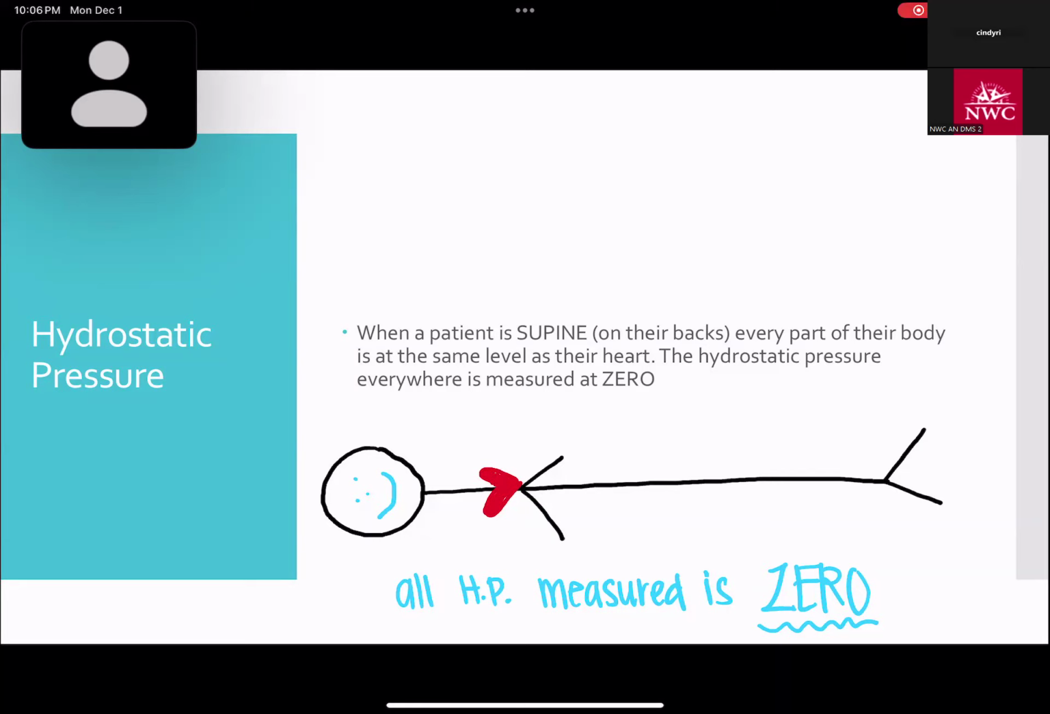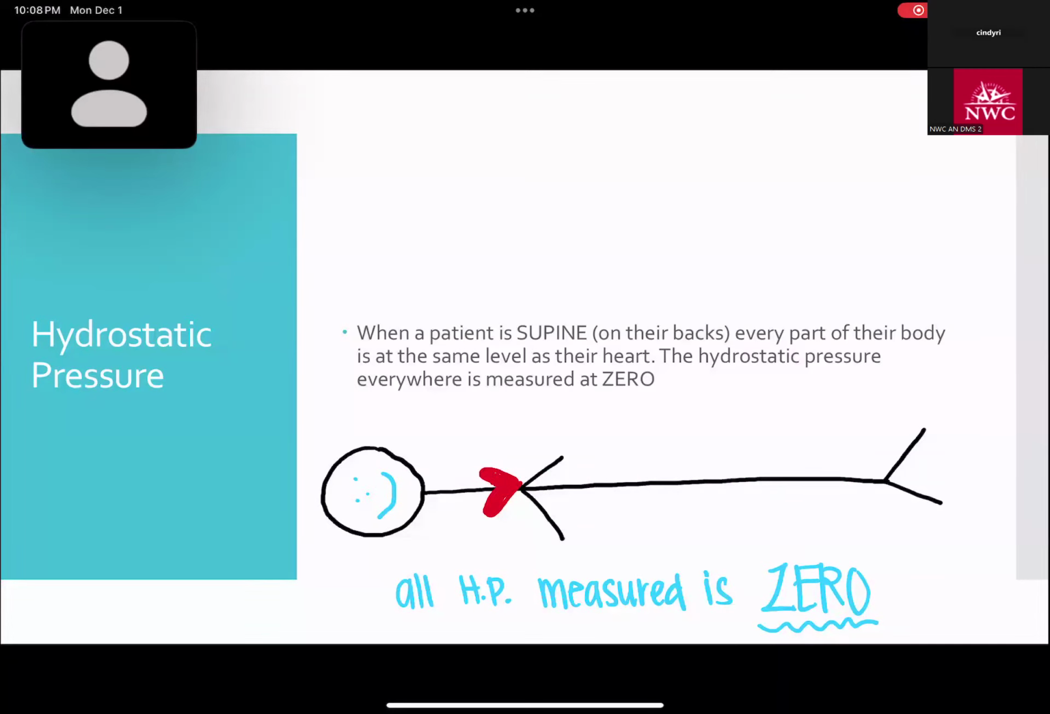So when the patient is in the supine position and all of the body is on the same level as the heart, regardless of where the nurse were to take the reading, in the ankle or the chest or the top of the head or anywhere on this patient, it really wouldn't matter because the entire body is in a horizontal line on the same level as the heart. That is why the hydrostatic pressure everywhere is zero. Whatever measurement is taken on this patient is the patient's true circulatory pressure.